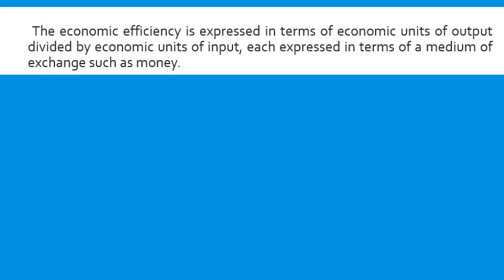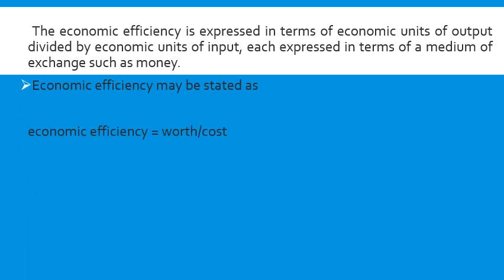What about economic efficiency? Economic efficiency is expressed in terms of economic units of output to economic units of input. Efficiency is always output by input. In engineering efficiency, we discussed the input in terms of resources and output in terms of products. Whereas in economic efficiency, we express it in terms of economic units of output to economic units of input, stated as worth by cost. How do we measure output in terms of economic efficiency? In terms of worth. How do we measure the input? In terms of cost.